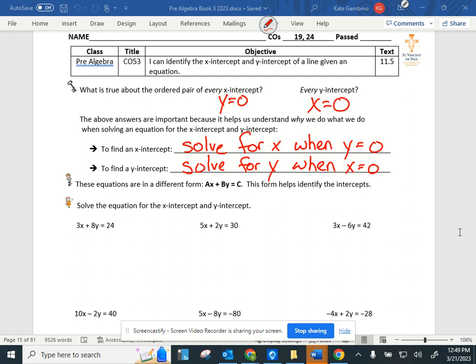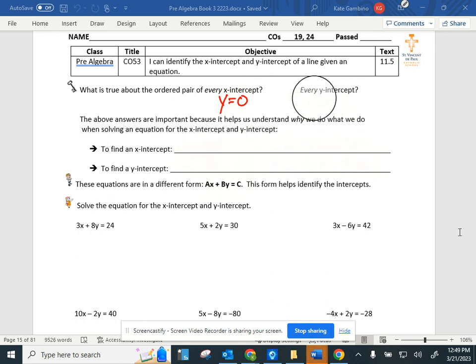So these equations are in a different form. So this is what these equations are going to look like. Ax plus by equals c. This form helps identify the intercepts. So it's a little confusing when you first hear about it, but once we start to work with it, it starts to make more sense. Should we have all this written down? Okay. I'm going to scroll up so we can see it better.